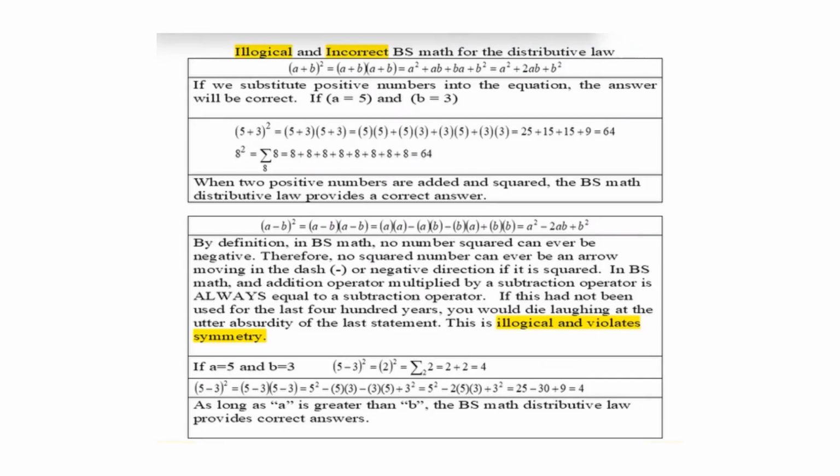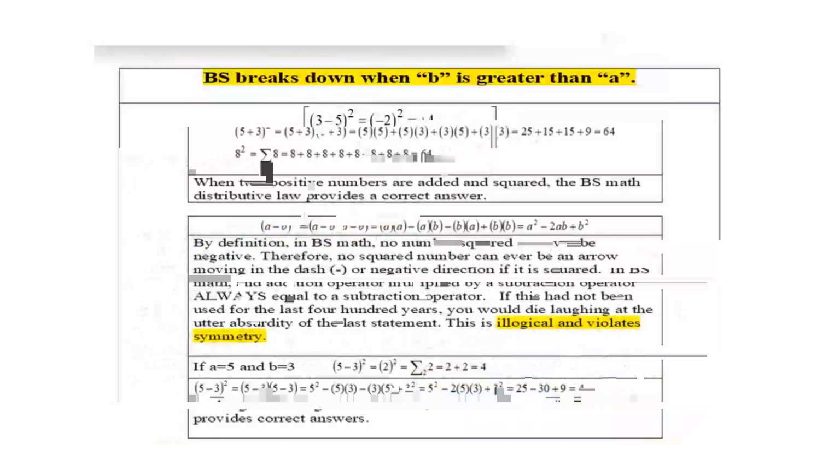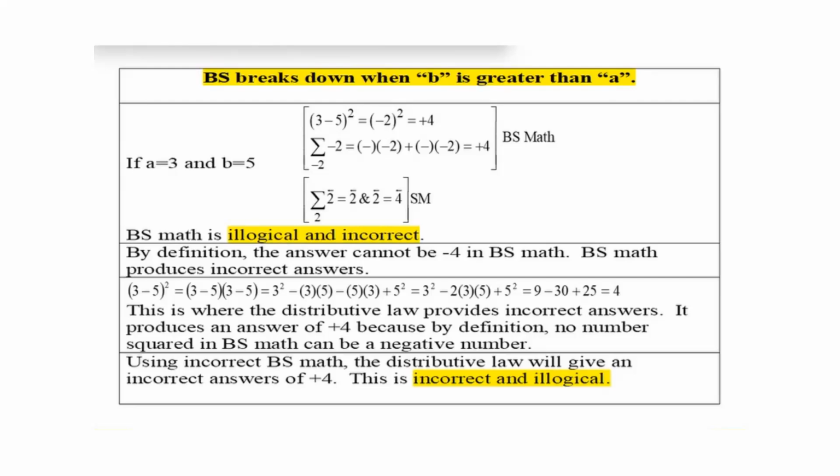If this had not been used for the last 400 years, you would die laughing at the utter absurdity of this last statement. This is illogical and violates symmetry. If A is 5 and B is 3, as long as A is greater than B, the BS math distributive law provides correct answers. BS math breaks down when B is greater than A.